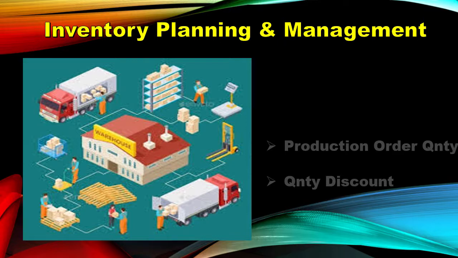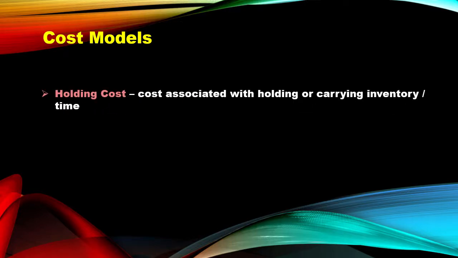In this topic, we have 3 inventory models. But in this video, let us focus on the first one, the economic order quantity. Okay, for the economic order quantity, we have 3 cost models that will affect the economic order quantity or EOQ. The first one is the holding cost: cost associated with holding or carrying inventory over time.